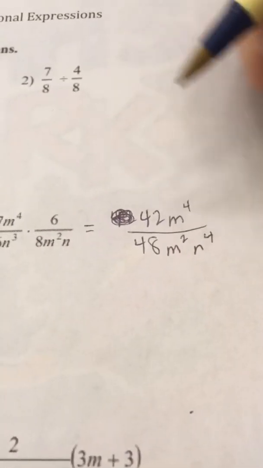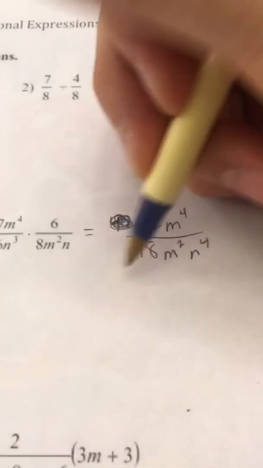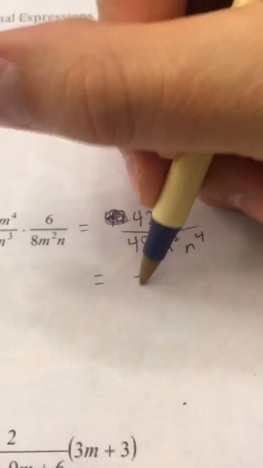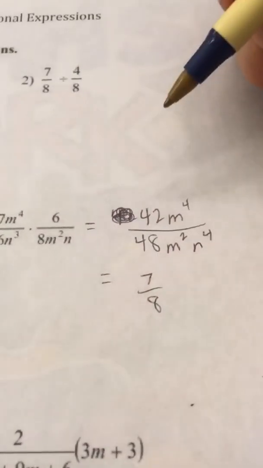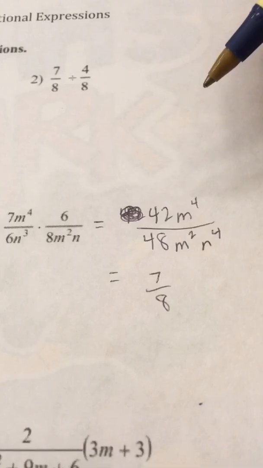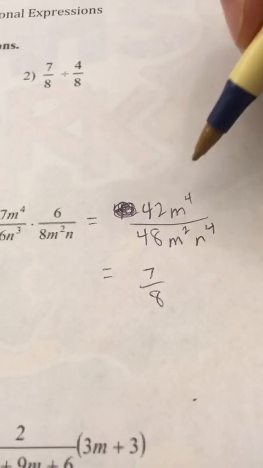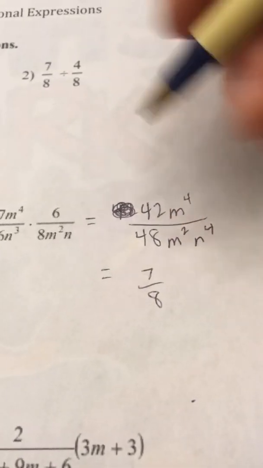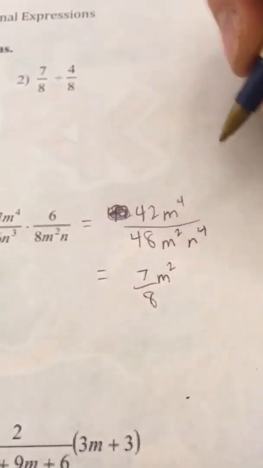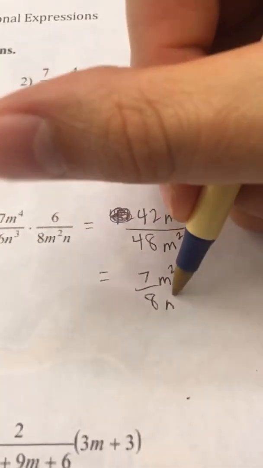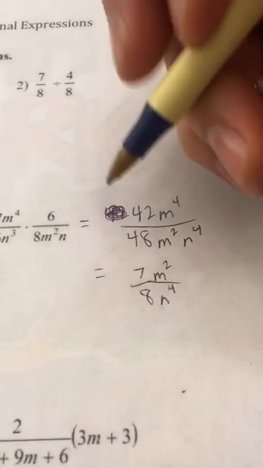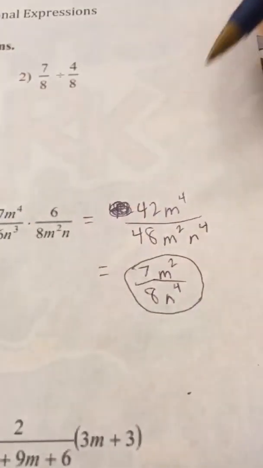All right, so now let's just reduce this. 42 over 48, going to leave me 7 over 8. Or I can divide top and bottom by 6. All right, and then m to the 4th divided by m squared, going to leave me m squared on top, and then I still have this n to the 4th on bottom. So there's my answer, nothing more I can do there.